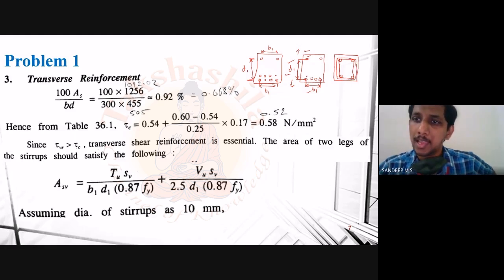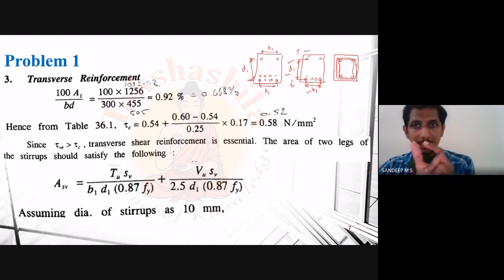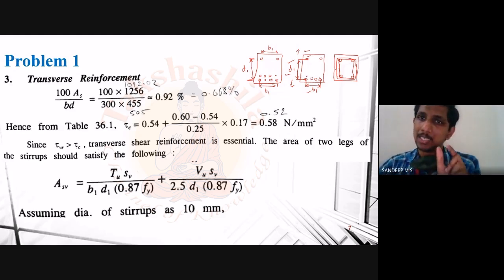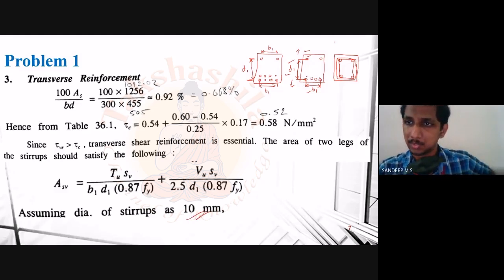Okay, and what you have to do is that in this case x1 will be the center to center distance of this one. Say here on the left side you have a thickness which will be equal to the diameter of the stirrups which we have assumed. So in this case we have assumed around 10 millimeter diameter stirrups. So this thickness will be 10.